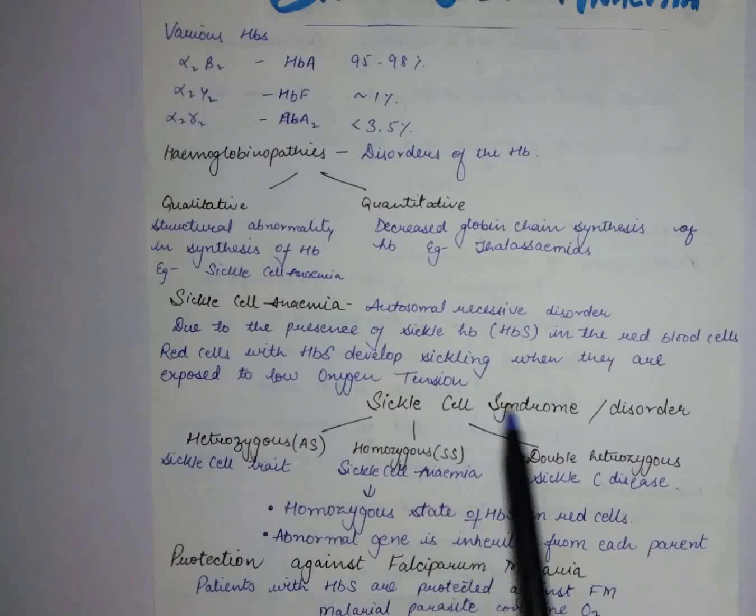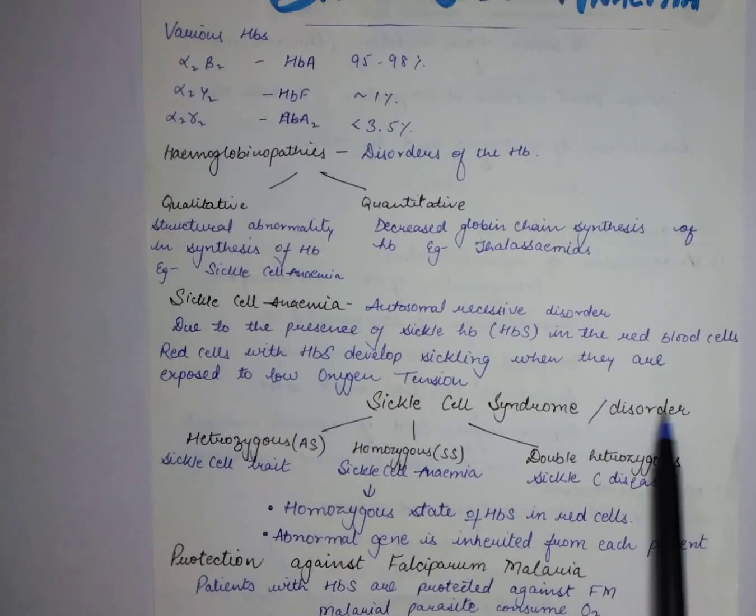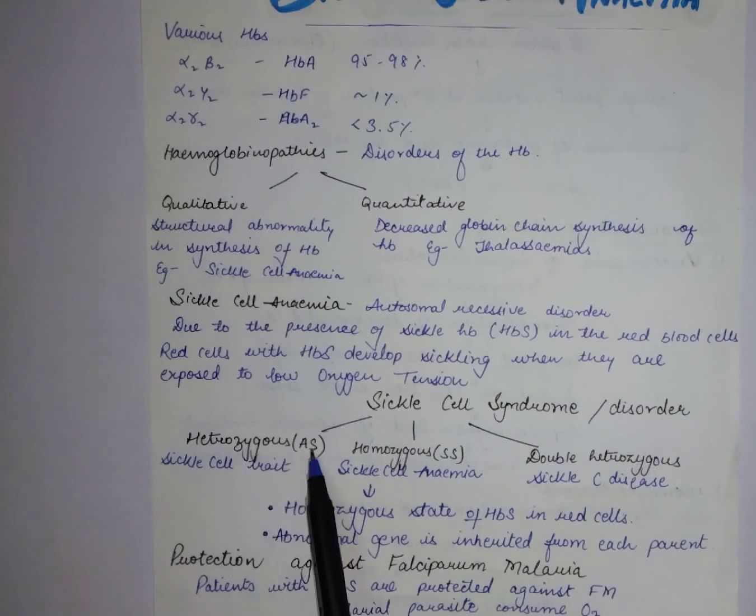Now, what is sickle cell syndrome or sickle cell disorder? It can be heterozygous, having hemoglobin A and S. It can be homozygous, having hemoglobin S and S. It can be double heterozygous. Heterozygous AS is found in sickle cell trait. Homozygous SS is found in sickle cell anemia, and double heterozygous is found in sickle C disease.